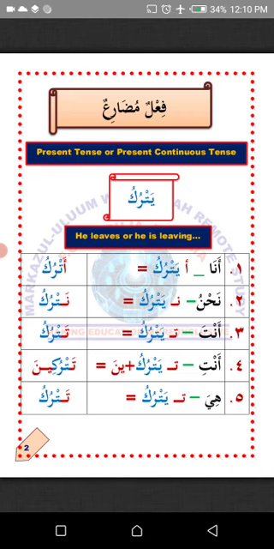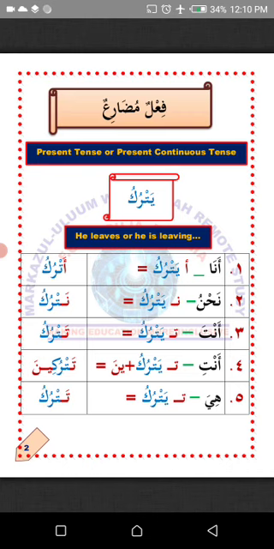Wahid, number one. Ana, I. So how do we change the verb yatruku to suit ana? All you need to do is to detach yaun and attach hamza and attach alifun. So the verb yatruku will now become atruku, which means I am living or I live.